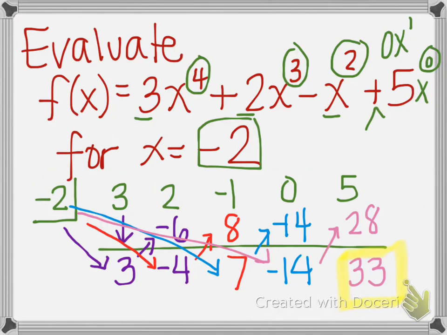I would have gotten the same answer if I plugged in -2 for all of my x's. But to me, this sure works out a lot faster, and I think there's less room for error. Okay, so when you're evaluating, the last number is the answer. Let's see what happens when we're doing synthetic division.